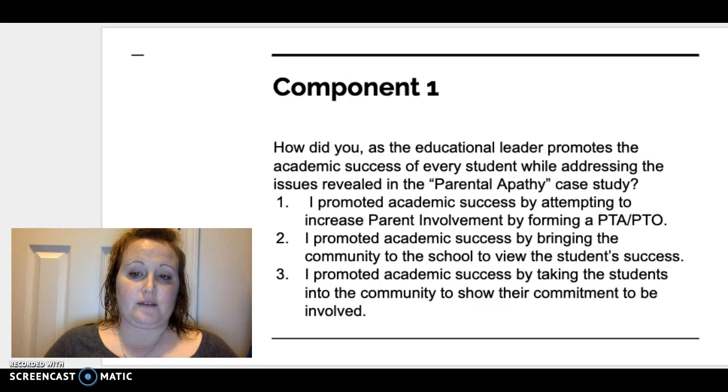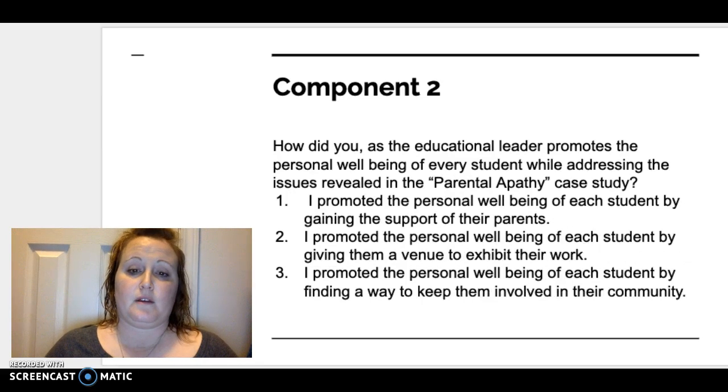So how did I promote the academic success of every student? Well, I promoted it by attempting to increase the parent involvement by forming a PTA and PTO. I promoted it by bringing the community to the school to view the students' success. And I promoted it by taking the students into the community to show that they're committed and that they're learning how to be part of a community.